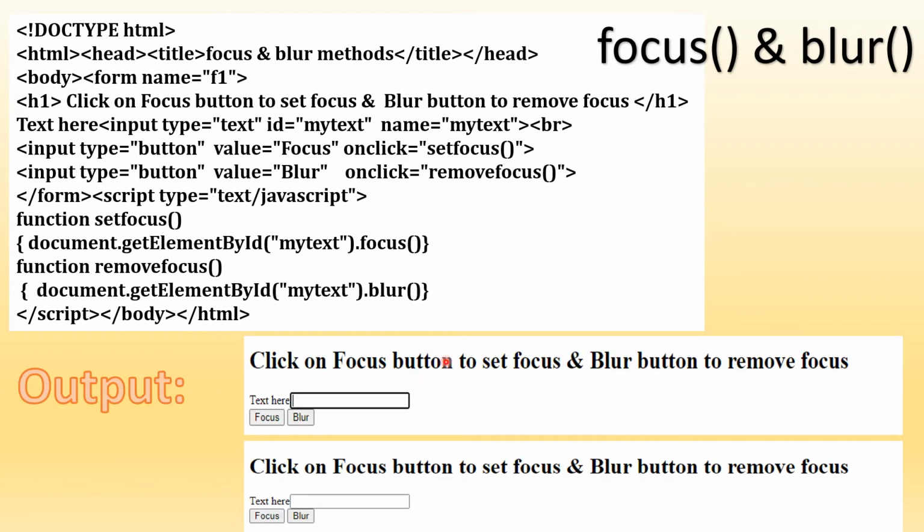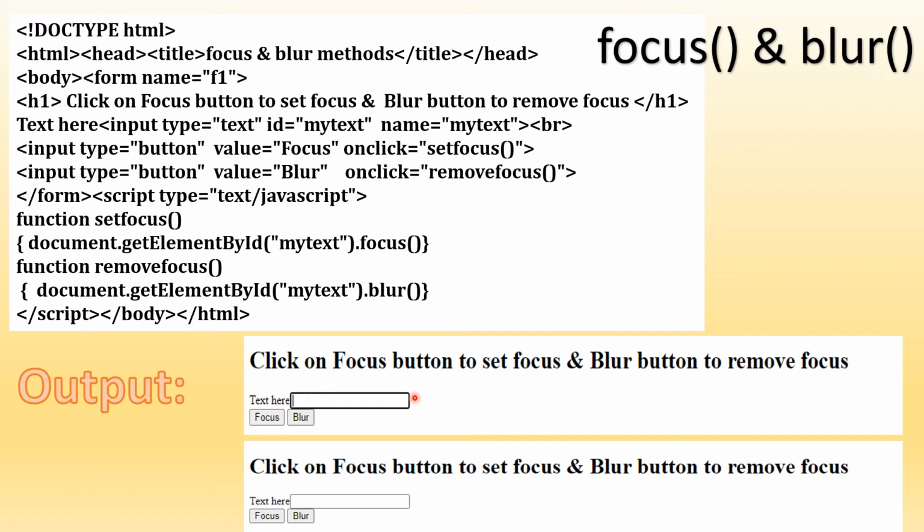This is what I get when I run the web page. I have a text and a text field, a focus button, and a blur button. If I click on focus, see, I've already clicked on focus, and the cursor is already there in the text field. How did I get that? In this function I have used document.getElementById("myText"). The ID of the text field is myText, and there I'm using .focus() with parentheses. It's a method. So my focus is over here.